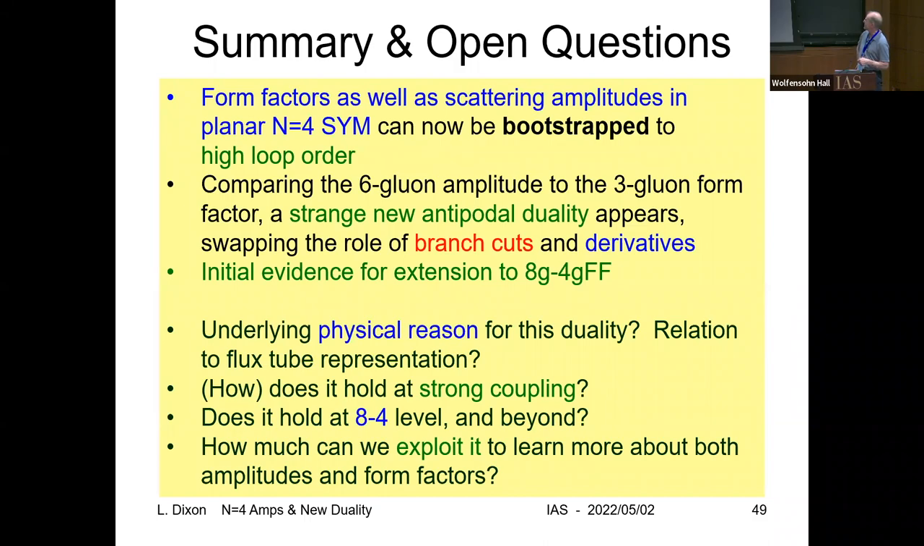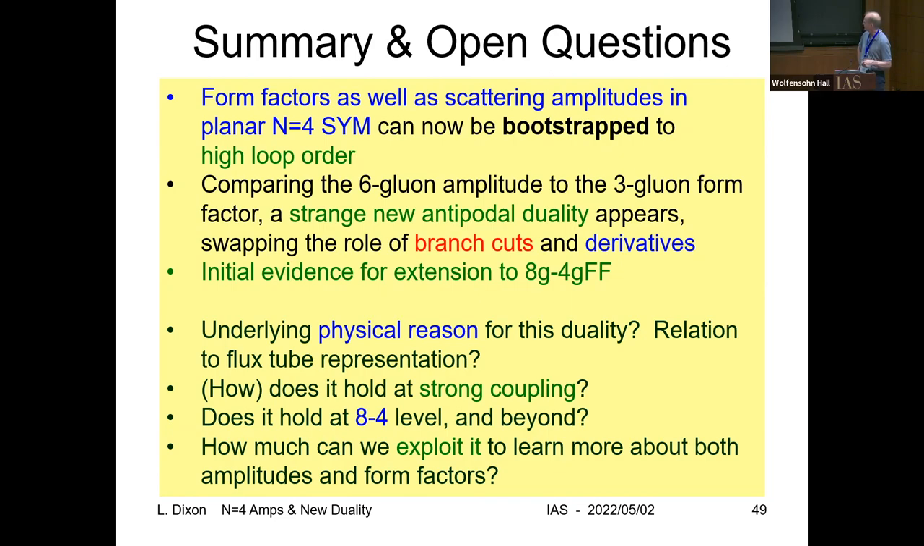So I'll just wrap up by saying that thanks to the simplicity of these particular function spaces in planar N equals 4, we've been able to calculate two separate quantities to at least 7 loops. And very strangely to us, they seem to be almost the same thing, but written backwards, at least if you collapse onto the right surface. Because of this strange role of swapping branch cuts and derivatives, this duality seems very strange to us. We don't really know what it means.